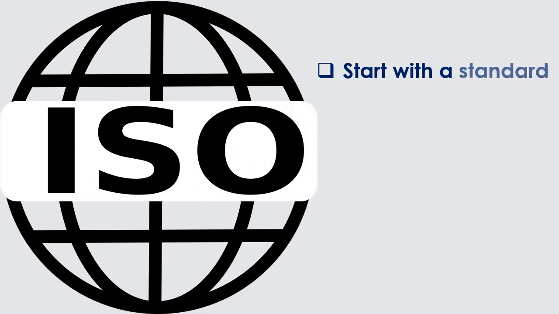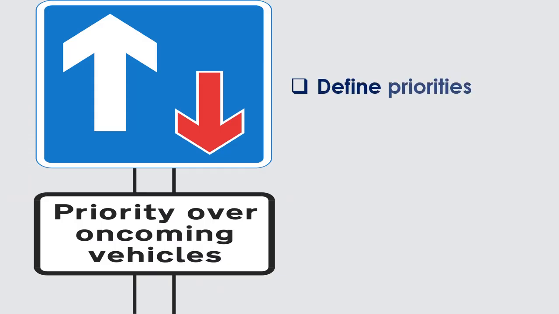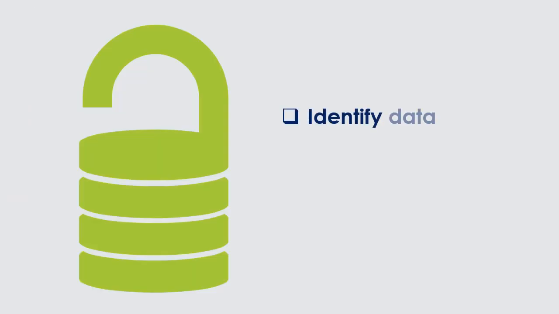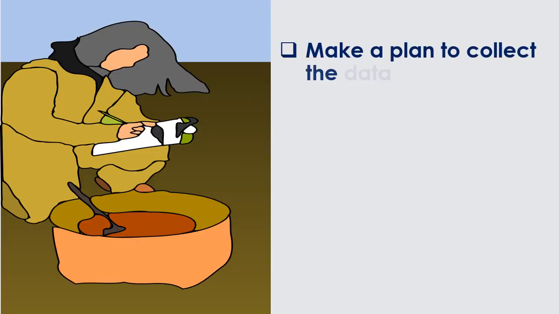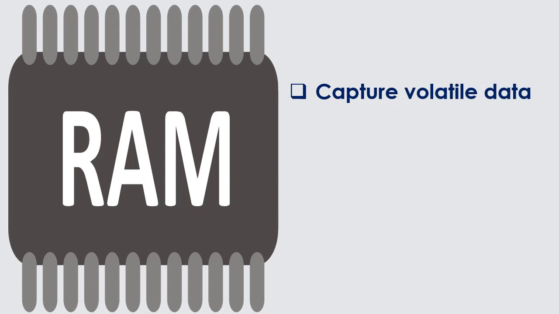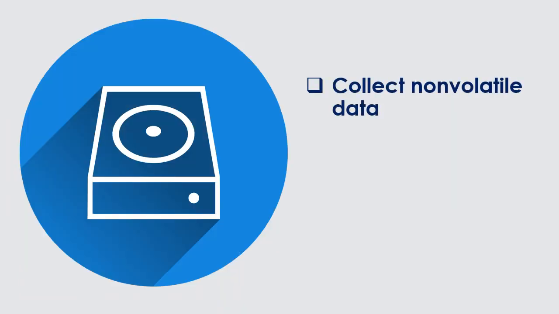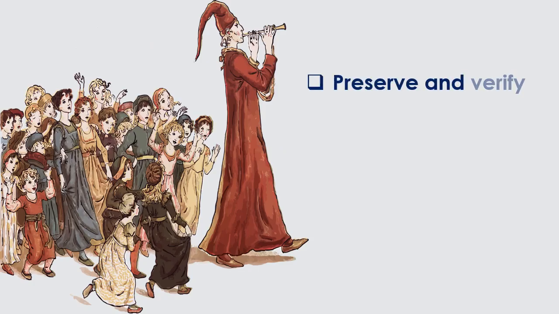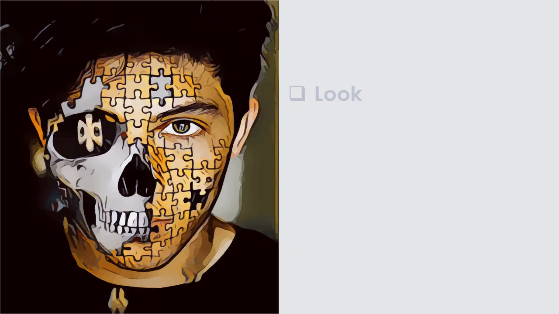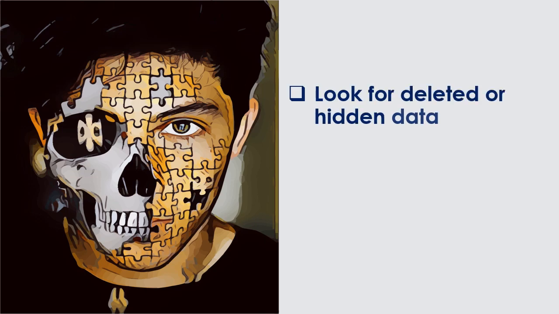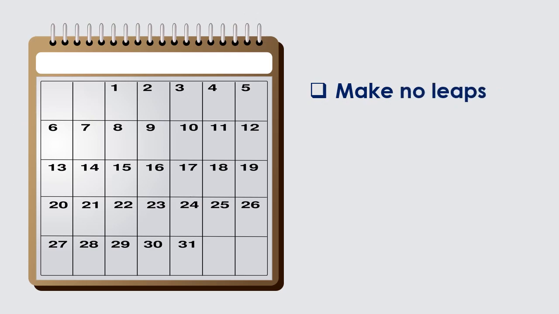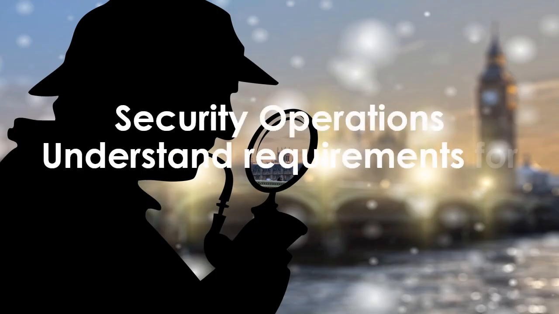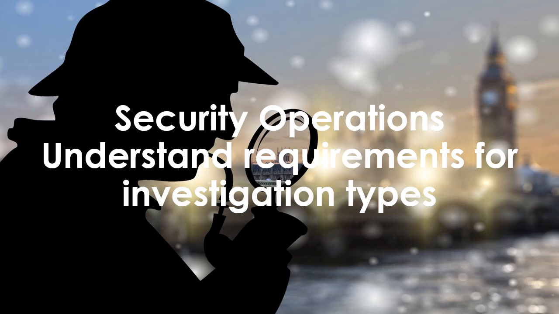Start with a standard process. Define priorities. Identify data sources. Make a plan to collect the data. Capture volatile data. Collect non-volatile data. Capture time details. Preserve and verify file integrity. Look for deleted or hidden data. Look at the big picture. Make no leaps.